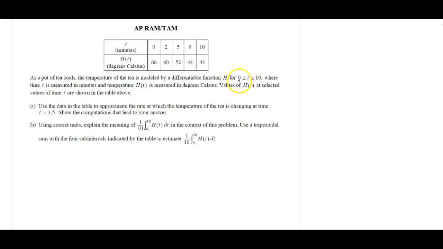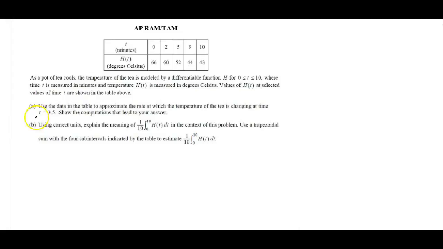So we have this pot of tea that's cooling down, and we're given the temperature of the tea after so many minutes, where time is measured in minutes and the temperature is measured in degrees Celsius. So values of h of t at selected values of time t are shown in the table above. So there's always going to be a written description of the table. So we can see that at time 0, the pot of tea was 66 degrees Celsius, and as time goes on, the pot of tea is cooling, which should make sense in the context of a pot of tea that's hot. It's going to cool down to room temperature.